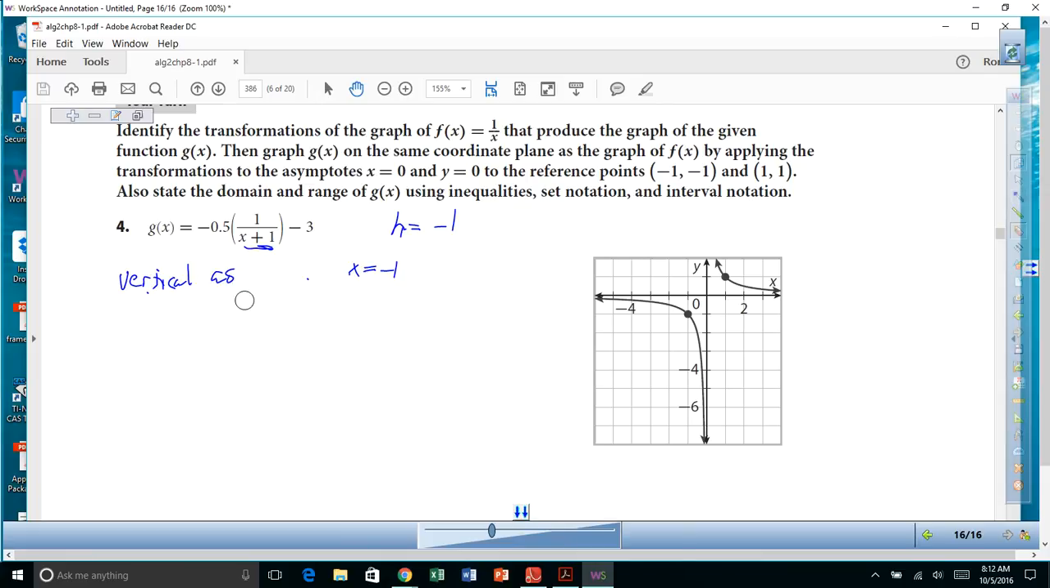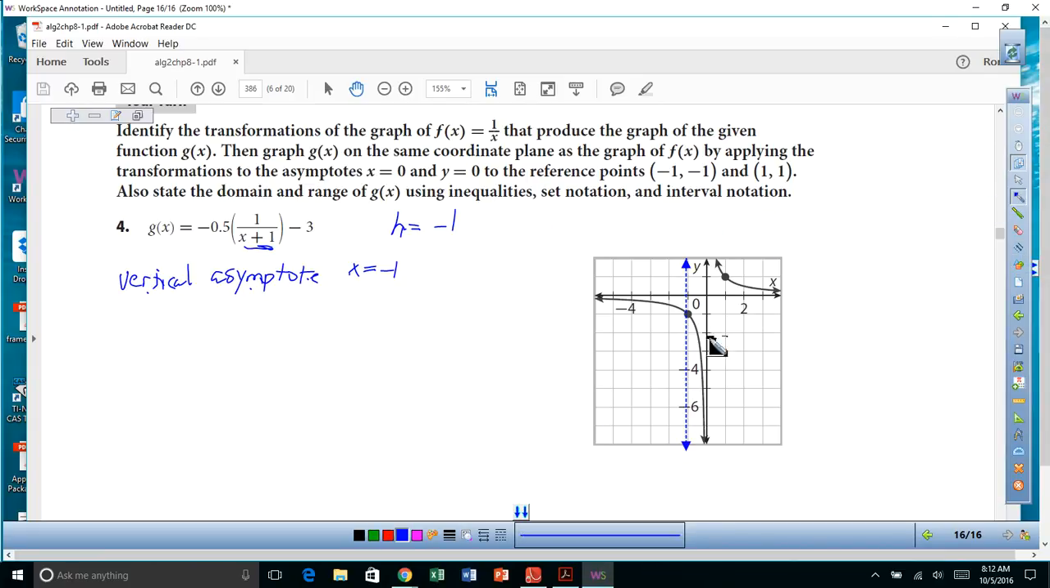So let's go ahead and draw that real quick. So let's find -1. And I want blue, and we'll use a dotted line.